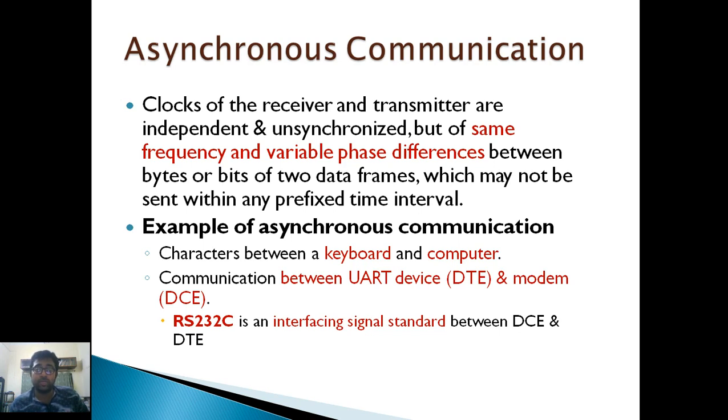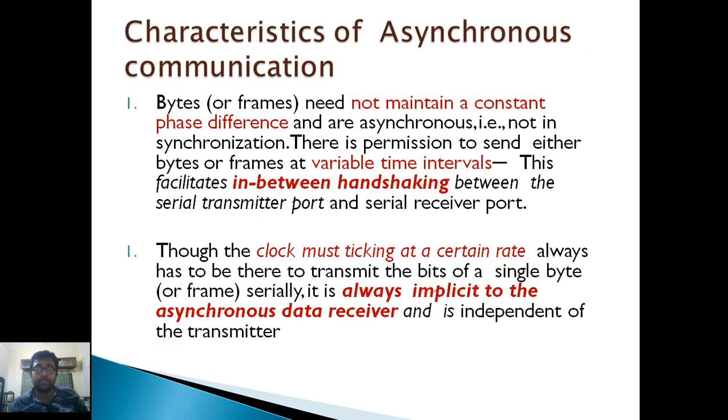Examples of asynchronous communication: characters between a keyboard and a computer, communication between a UART device or modem device. RS-232C is an interfacing signal standard between DCE and DTE. These are examples of asynchronous communication. I have already described all those things.